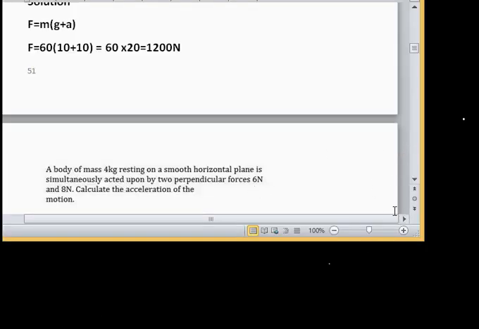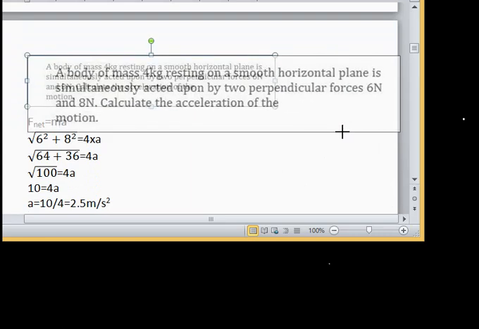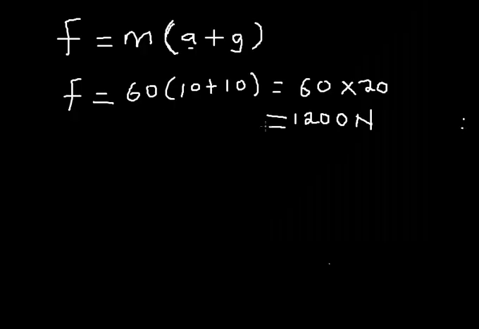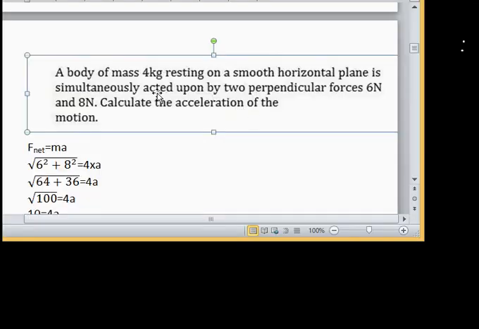Okay, another question. A body of mass 4 kg resting on a smooth horizontal plane is simultaneously acted upon by two perpendicular forces, 6 Newton and 8 Newton. Calculate the acceleration. So, of course, to get acceleration, we use the formula force is equal to mass times acceleration, right? But the force that is actually acting on that body is two forces and they are perpendicular to each other. So you need to get the resultant.